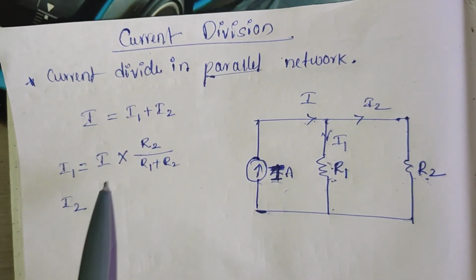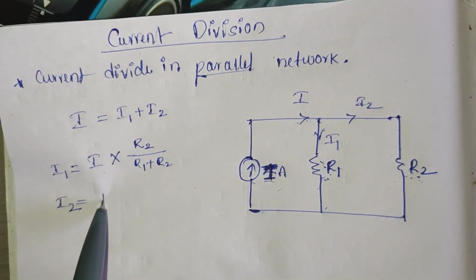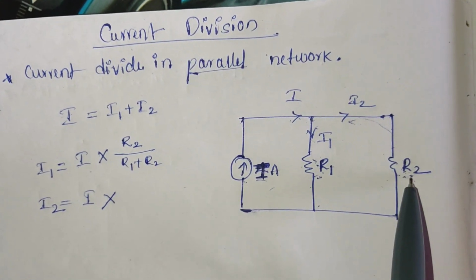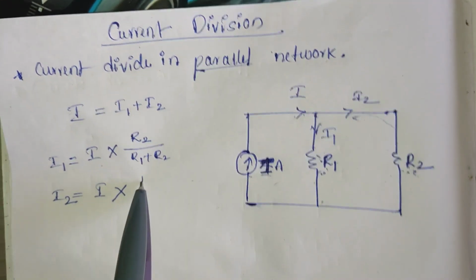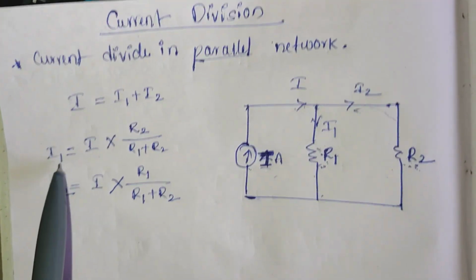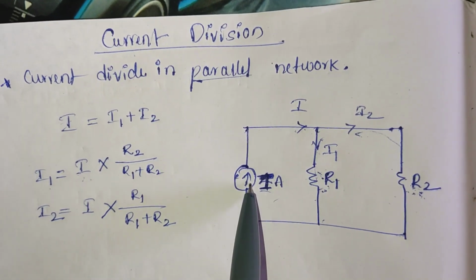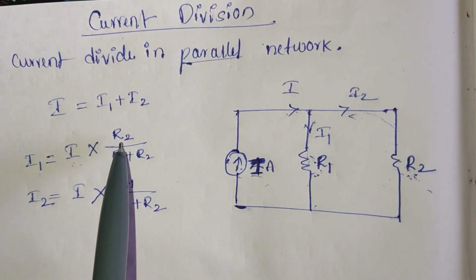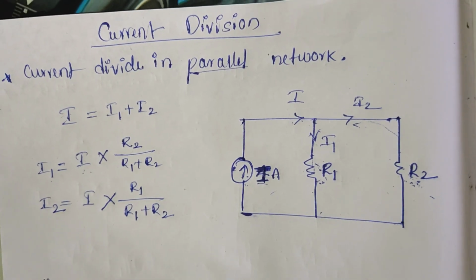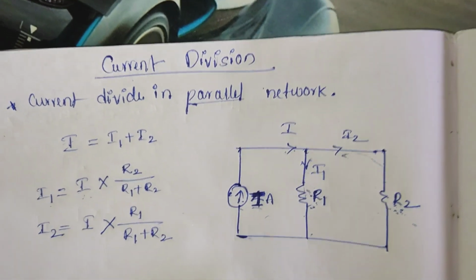So I1 equals opposite resistor R2 by total resistance R1 plus R2. Similarly, I2 is given as the total current, that is the source current I, into, for the I2 current, R2 is the corresponding resistance, but the opposite resistance is R1. So that will be R1 by total resistance R1 plus R2. This is nothing but the current division rule. Branch current I1 equals source current I into opposite resistance by total resistance, that is I into R2 by R1 plus R2. So I2 equals I into R1 by R1 plus R2. Let us take one problem so that you can understand it clearly.